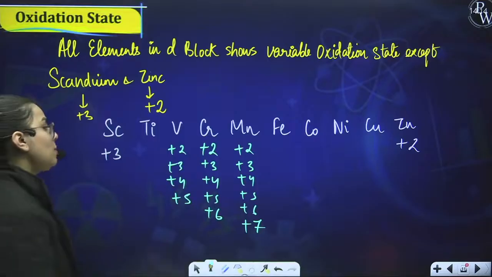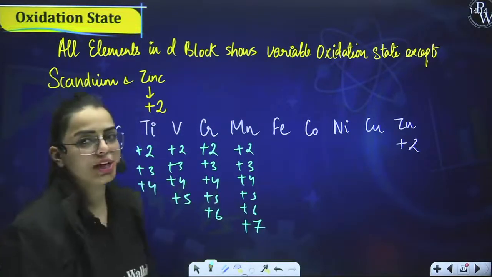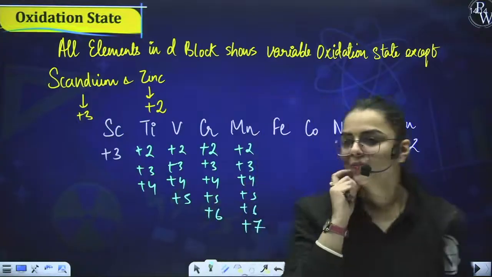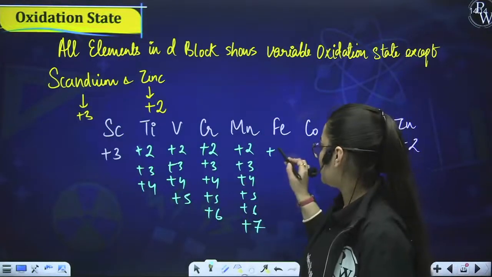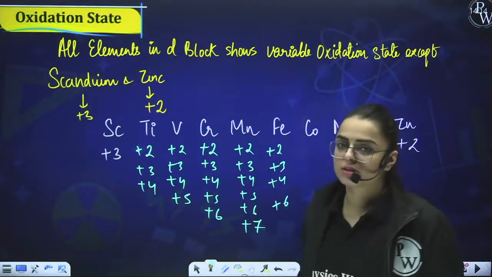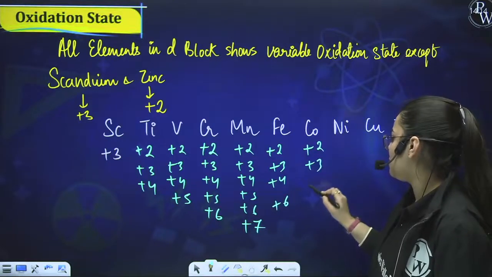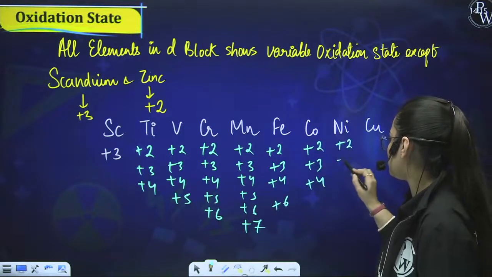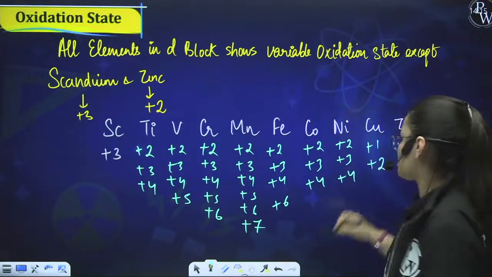If I talk about titanium, it will show +2, +3, and +4 oxidation state only. Is it clear to you? Kindly write it down. Now talking about iron, it can show +2, +3, +4. It will not show +5 but can show +6. There is an exception you can see over there. Similarly, nickel can show +2, +3, +4. But if I talk about copper, it can show +1 and +2 oxidation state.